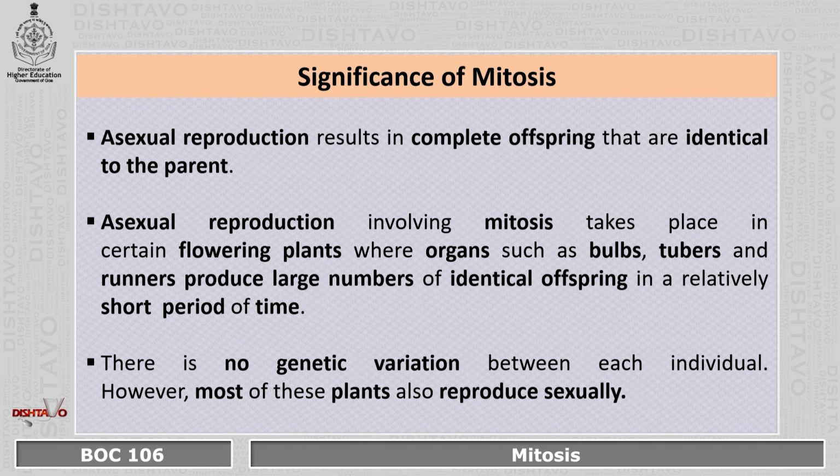Asexual reproduction results in complete offspring that are identical to the parent. Asexual reproduction involving mitosis takes place in certain flowering plants where organs such as bulbs, tubers, and runners produce a large number of identical offspring in a relatively shorter period of time. There is no genetic variation between each individual. However, most of these plants also reproduce sexually.